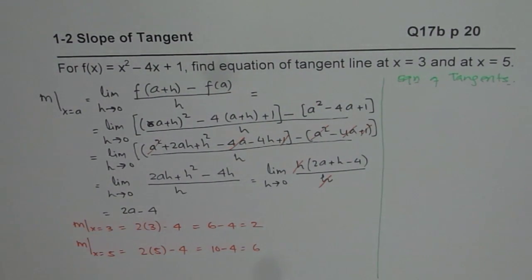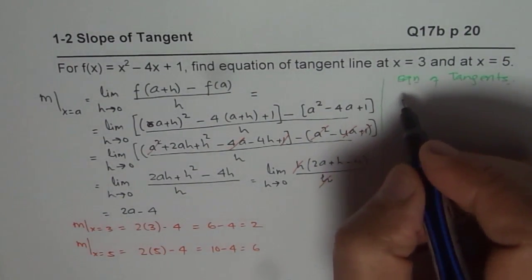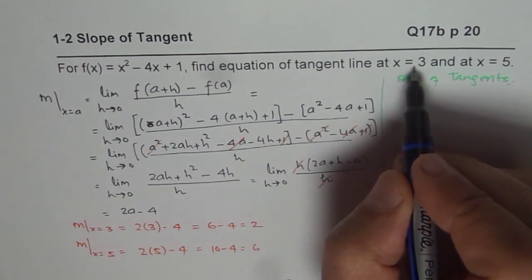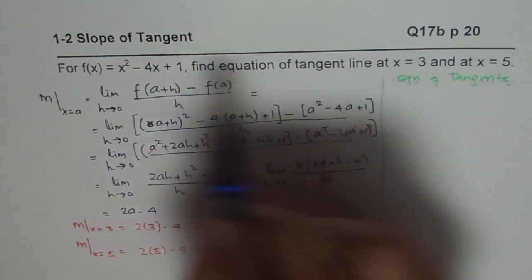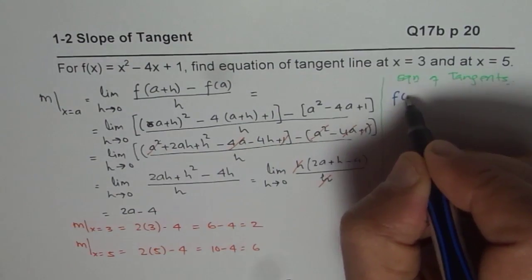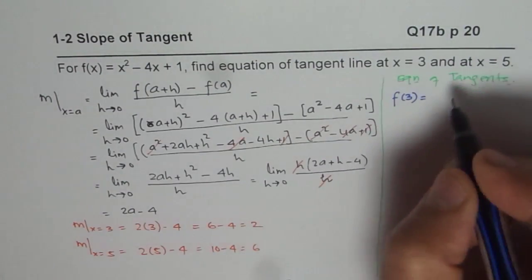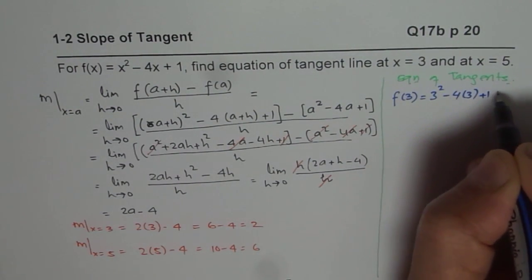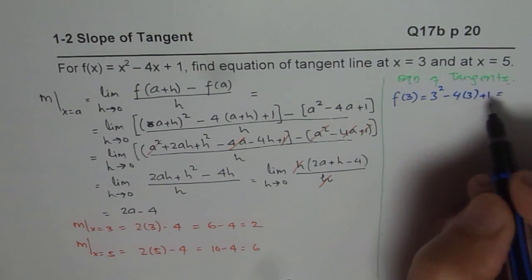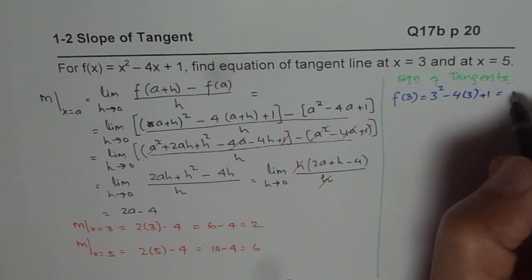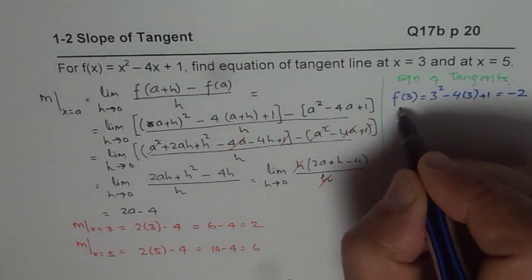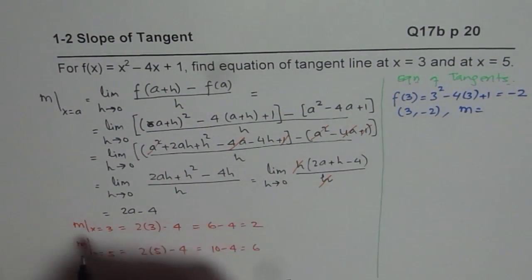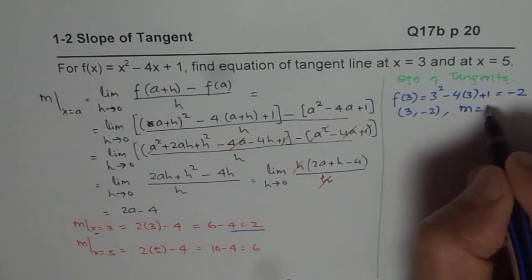So let's begin with the first line, which is the tangent line at x equals 3. At x equals 3 we should find what the point is also. So first, f of 3 is equal to, substituting 3 here, 3 squared minus 4 times 3 plus 1. 3 squared is 9. 9 plus 1 is 10. Minus 12 gives us minus 2. So the point is 3 and minus 2. And we also know the slope at 3 is 2. So m is equal to 2.